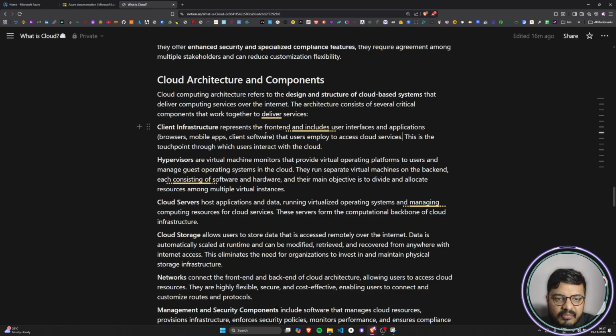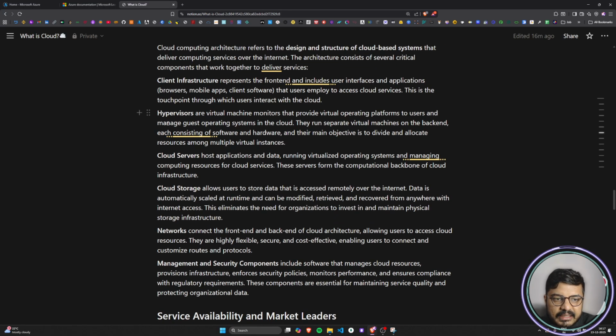We have already talked about the front end part of the cloud provider. This is the touch point through which users interact with the cloud. Then there is something called hypervisors. Hypervisors are virtual machine monitors that provide a virtual operating platform to users and manage guest operating systems in the cloud. They run separate virtual machines in the backend, each consisting of software and hardware, and their main objective is to divide and allocate resources among multiple virtual instances.